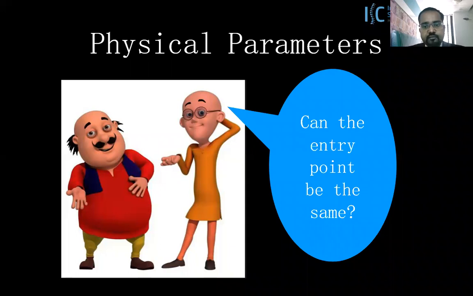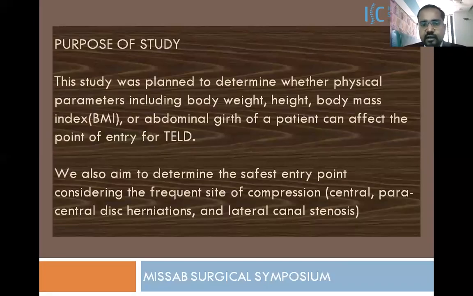So what is the need of this study? The thought behind the study was, can the entry point be the same for all the patients? You can see the two men standing, one on the right and the left, thin and fat. Can the entry point be the same for both the patients? The purpose of the study was to determine whether physical parameters, including body weight, height, BMI, and girth, can affect the point of entry for TLD. We also aim to determine the safest entry point, considering the frequent site of compression, which are the central and paracentral disc herniations and the lateral canal stenosis.